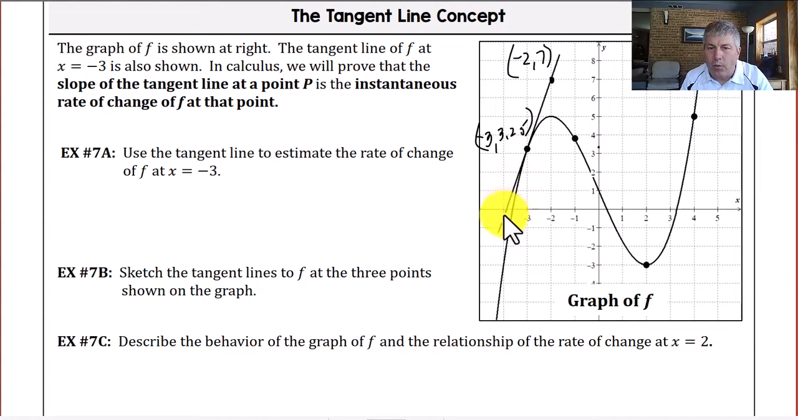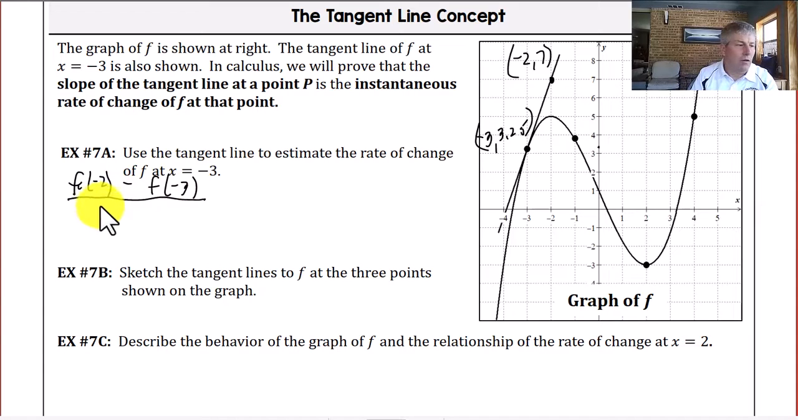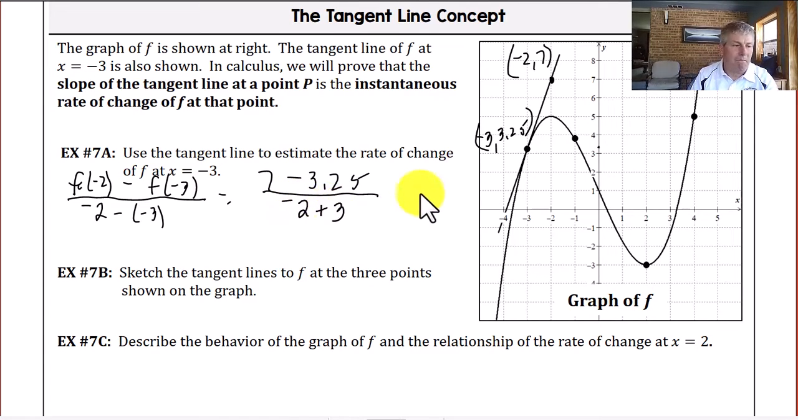We could use another point here. -4, 0 doesn't quite work. It's pretty close. It looks like we have a hash mark here at -2. So we will use -2, 7. So those are going to be our 2 points, and we'll estimate the rate of change. So we'll do f of -2 minus f of -3 all over -2 minus -3. Well, we've got our ordered pairs. The output for -2 is 7 minus 3 1/4 all over -2 plus 3. And we get 3.75 is our estimated rate of change at that point.